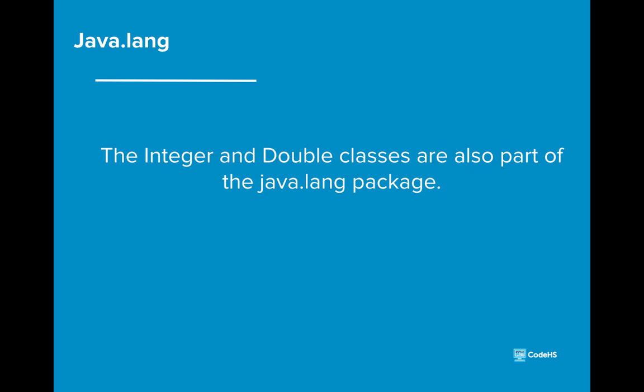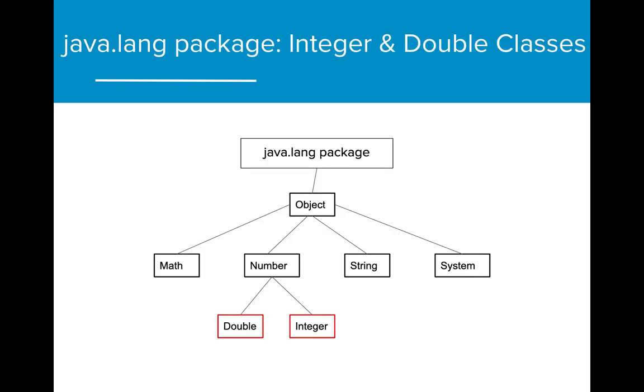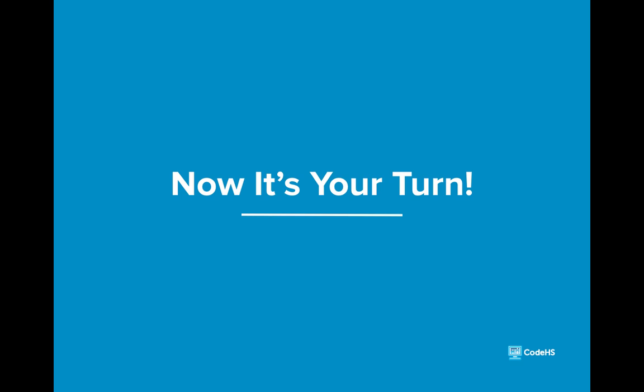Just like the String class, the Integer and Double classes are part of the java.lang package. Because these two classes belong to the java.lang package, they are built into the Java platform and can be used without having to import them. Now that you've learned about the Integer and Double classes and autoboxing and unboxing, let's get some practice using these concepts in the code editor.